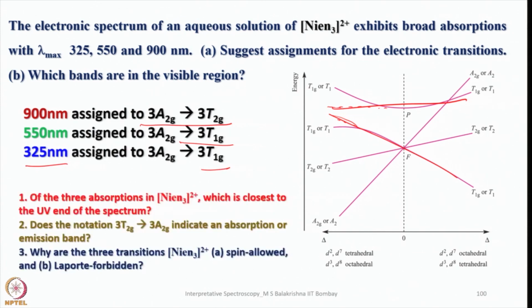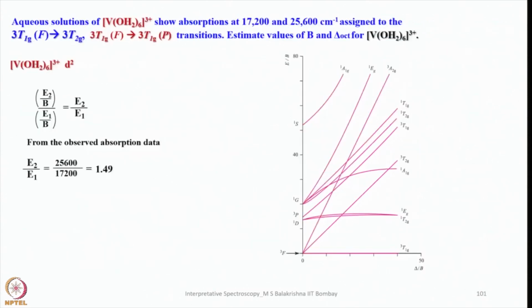Of the 3 absorptions in this one, which is closest to the UV end of the spectrum? Does the notation 3T2g to 3A2g indicate an absorption or emission band? Why are the 3 transitions spin allowed and Laporte allowed? These are the 3 questions you should work out. I am posing these questions to you by just looking at the spectrum, so try to work them out. Now one more problem is here.